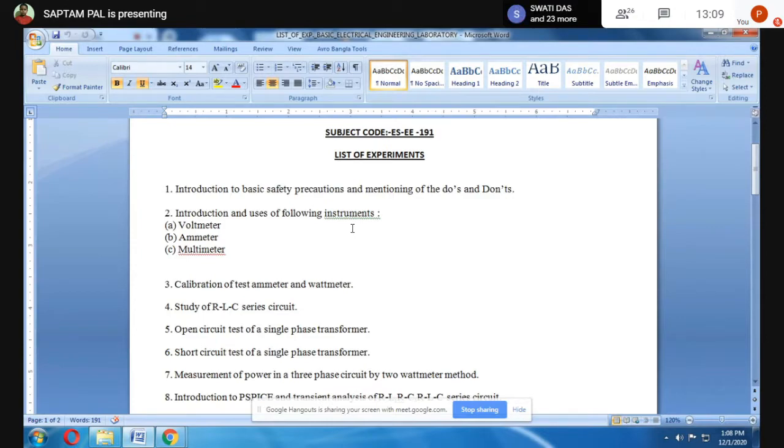In our laboratory, there are different types of voltmeter, ammeter, and multimeter. Voltmeters are moving coil type and moving iron type. Ammeters are also moving iron type and moving coil type, and a multimeter is also available. By the voltmeter we can measure voltage, DC or AC. By ammeter we can measure current, and by multimeter we can measure voltage, current, resistance, etc. Next, experiment number three, calibration of test ammeter and wattmeter.